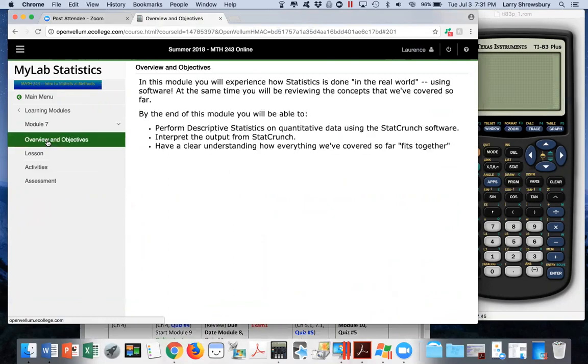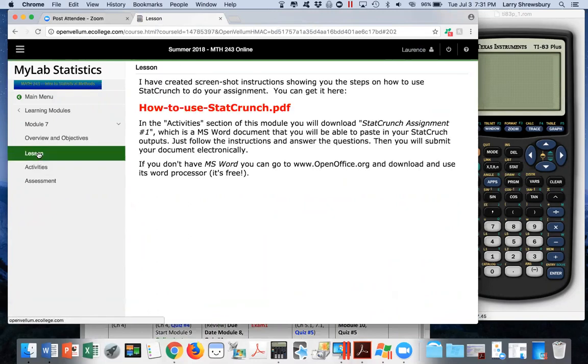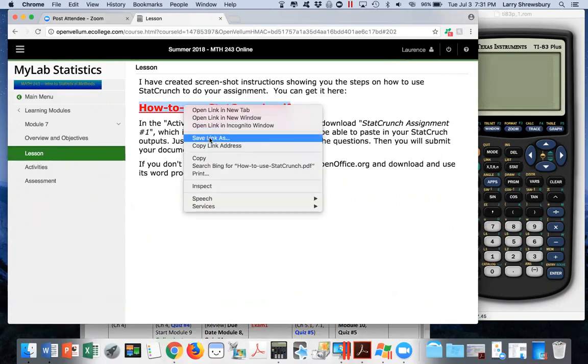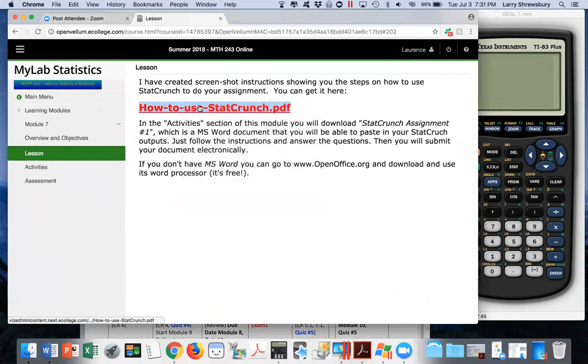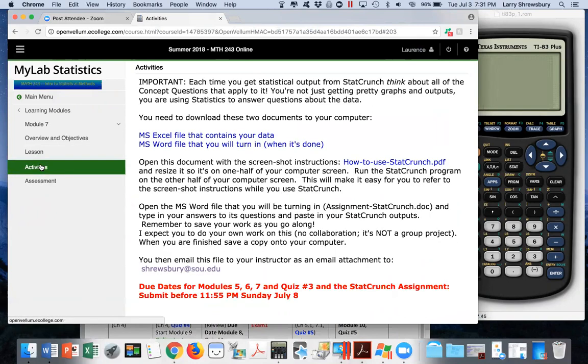As you know, overview and objectives are all fine and dandy, but there's never anything critical in there. It's always in the lesson and activities. Let's go into lesson. Now these are the screenshot instructions. What you should do is right click and save that to your computer, because that's going to show you every single step on how to do the Statcrunch assignment. That's what I'll be demonstrating for you.